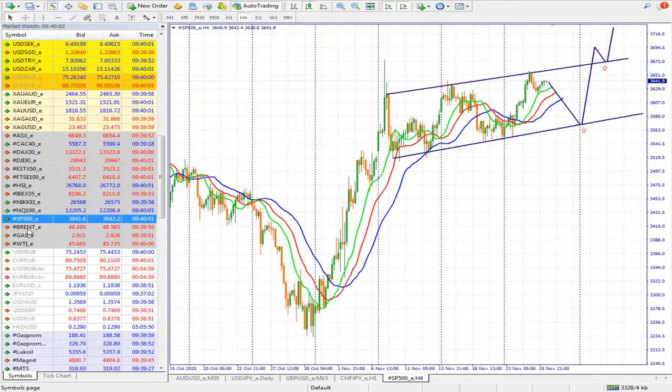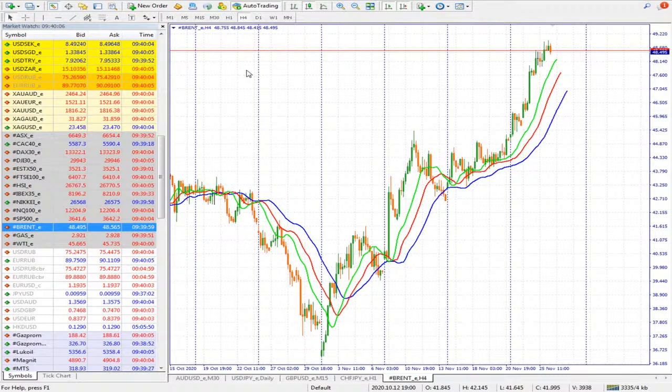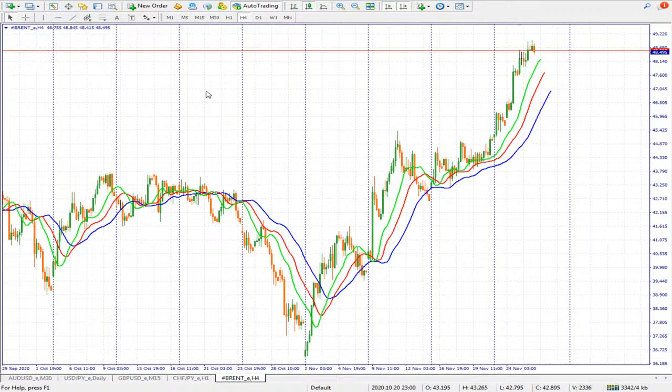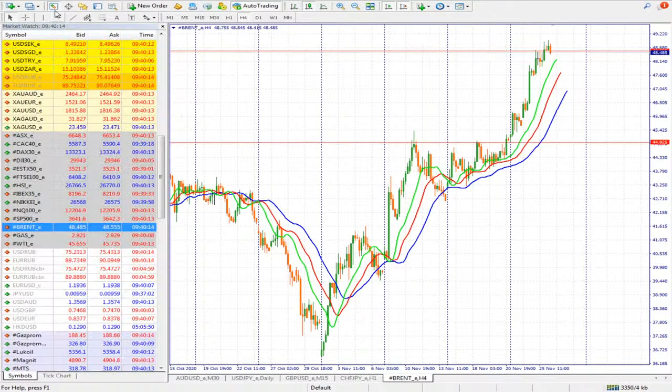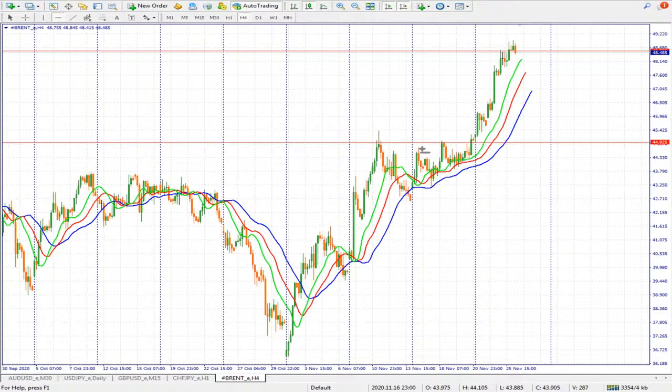So the next chart is Brent oil. Brent oil, so far this too is upwards. The price basically broke beyond a significant level. We had a resistance level here, a resistance level there, a resistance zone. There's this breakout. So as it is now, this is still upwards.